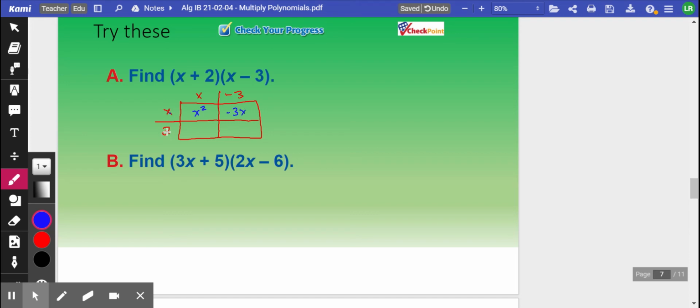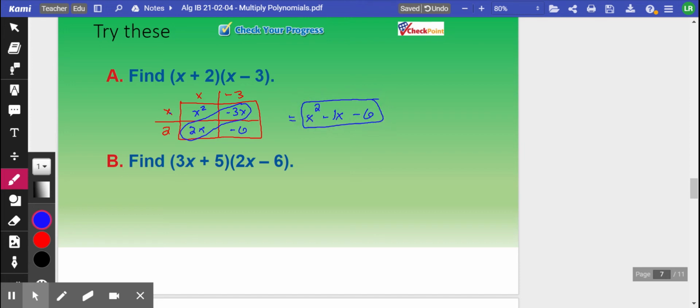Down to the bottom, 2. 2 times x is 2x. And 2 times negative 3 is negative 6. Add up my like terms. I have x squared. Remember, when we're adding, we don't mess with exponents. So 2x plus negative 3x is negative 1x minus 6.